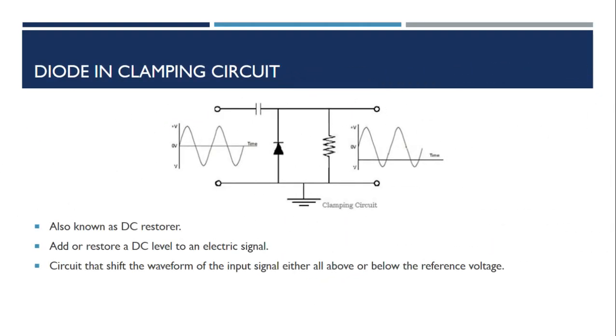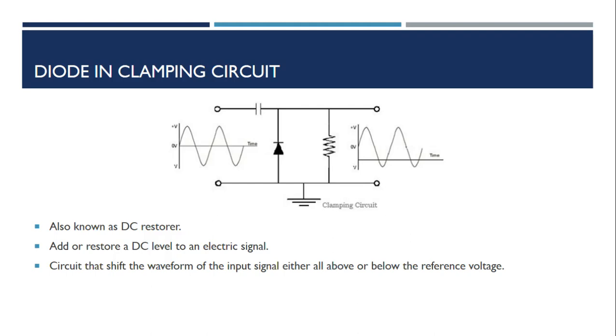As you can see here is a clamping circuit. It's also known as a DC restorer. It adds or restores a DC level to an electric signal, shifting the waveform of the input signal either all above or below the reference voltage. It is used to shift or alter either the positive or negative peak of an input signal to a desired level, depending on the diode configuration.